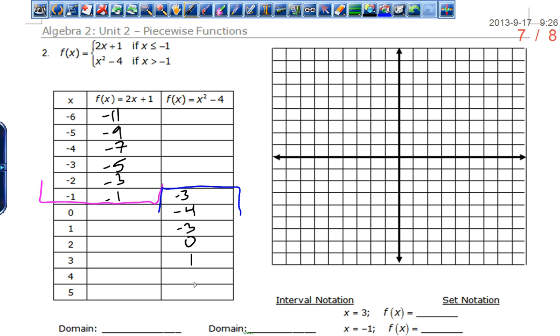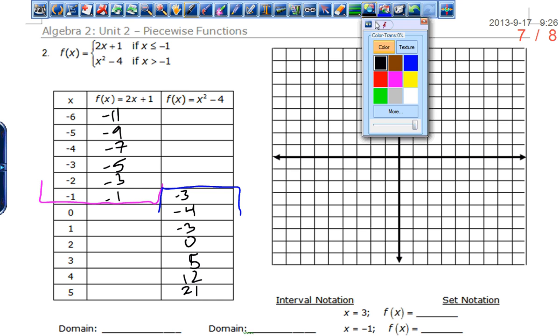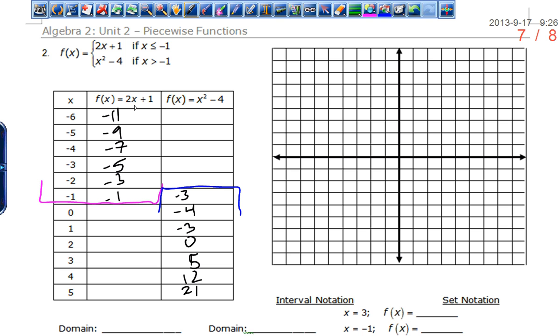What else we got? 0, 5, 12, and something really large, 21. Alright, so my first color, I'm going to graph 2x plus 1, so negative 6, comma negative 11. So way down here, kind of off the grid. Negative 5, negative 9, I think that's our first one. And it's just going up by 2 each time, the line.